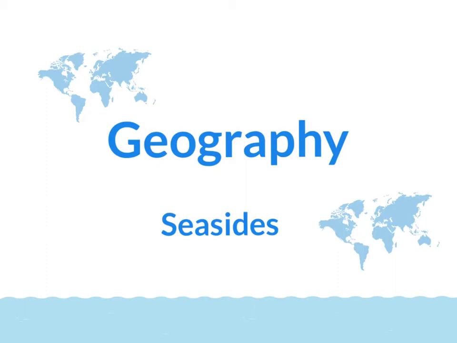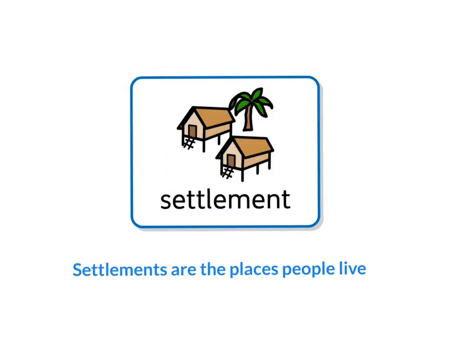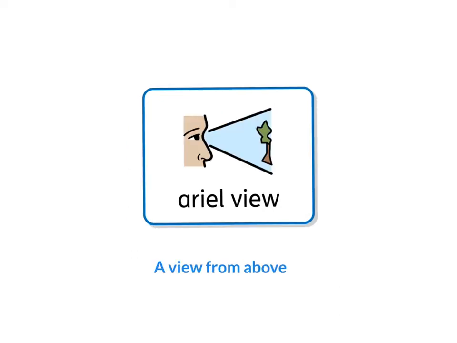Before we begin, let's have a look at some key words to help us understand our topic. Coast. The coast, also known as the coastline, is an area where land meets the sea. Settlements. So settlements are places where people live, for example a town, a village or a city. Aerial view. An aerial view is a view from above.